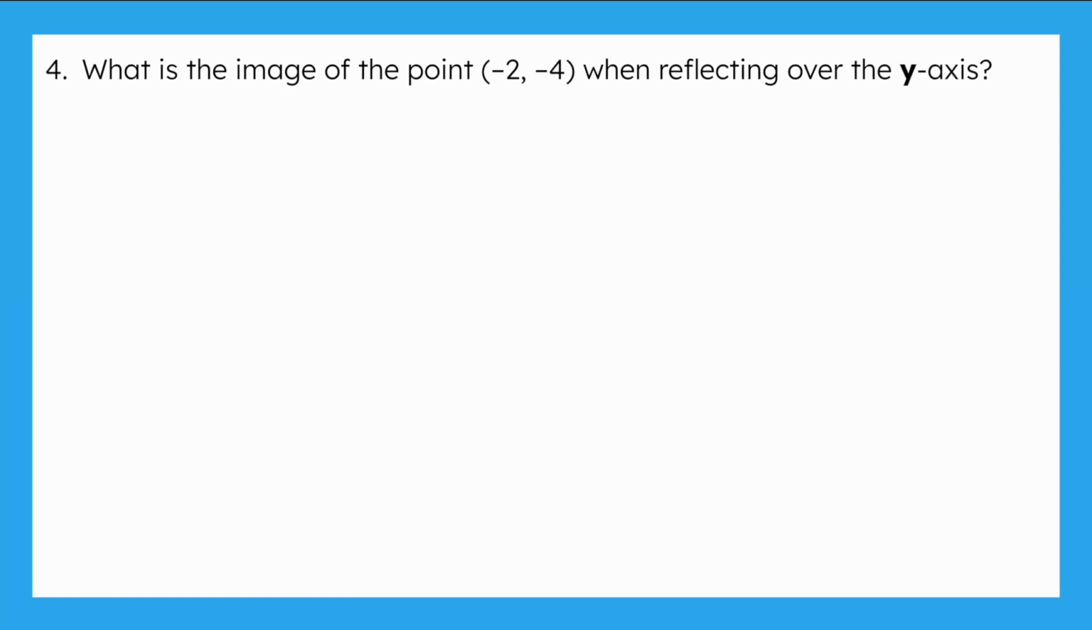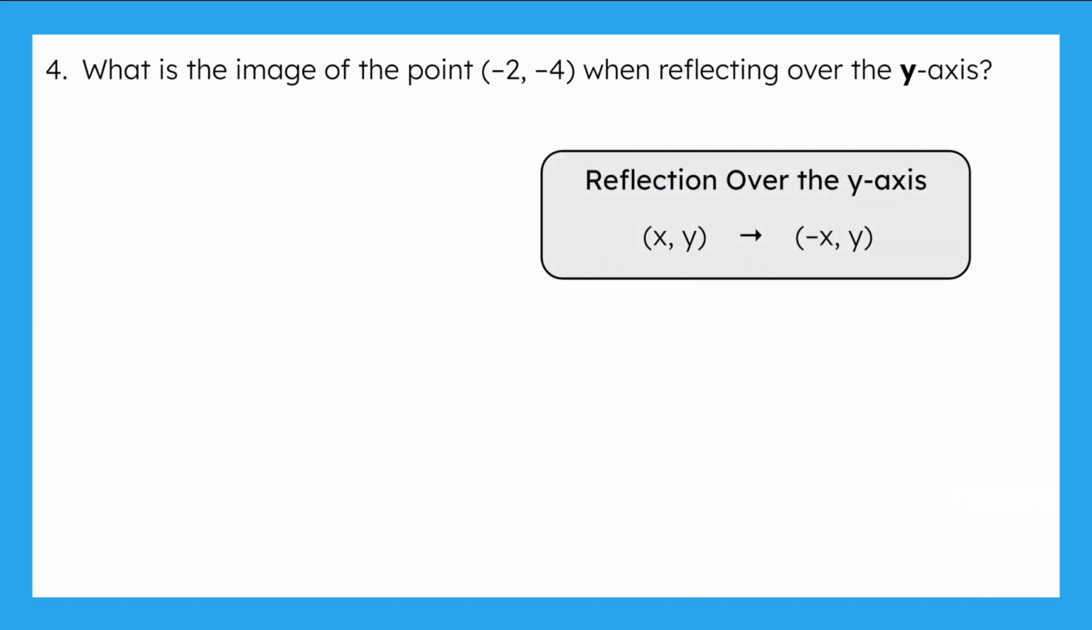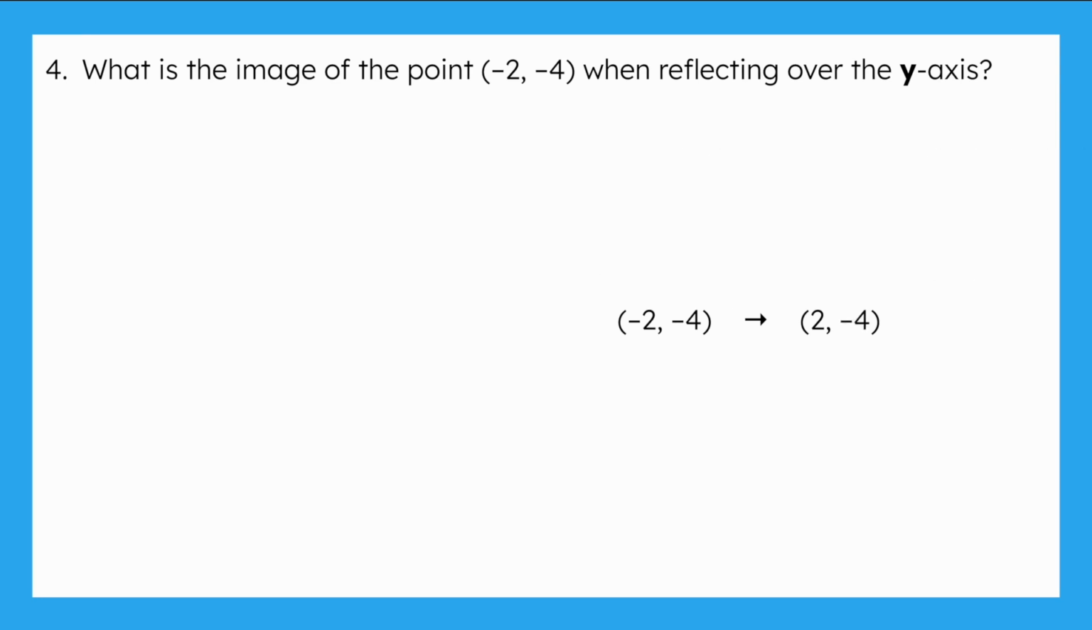Okay, now what about this same problem but reflecting over the y-axis instead? Go ahead and answer this new question. Be sure that you're reflecting over the y-axis this time instead of the x-axis. Since a reflection over the y-axis involves taking the opposite x value and the same y value, the -2 becomes +2 and -4 stays the same.